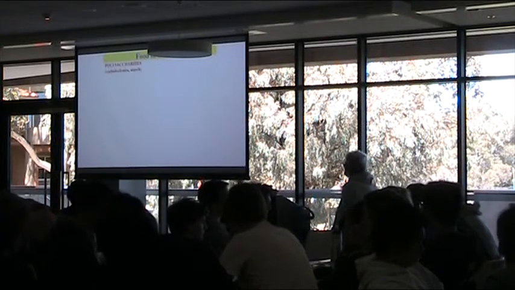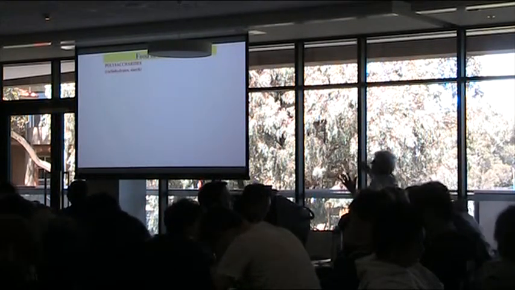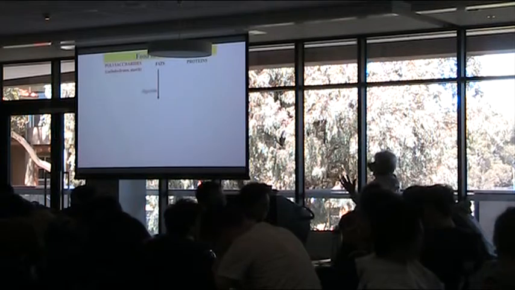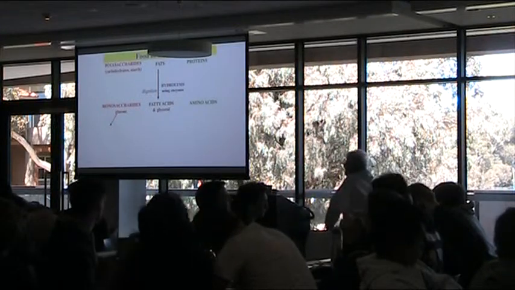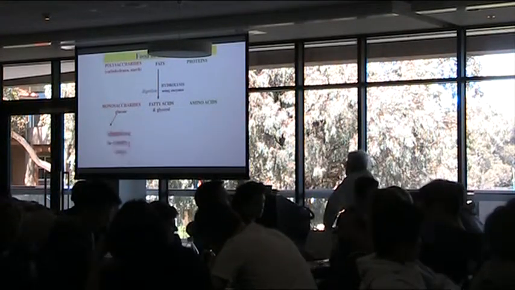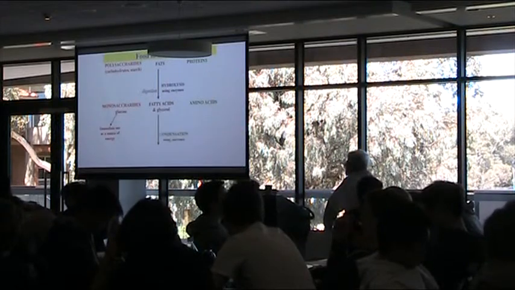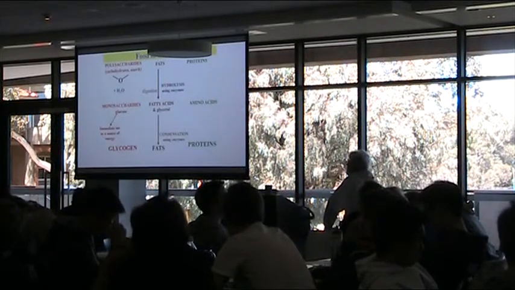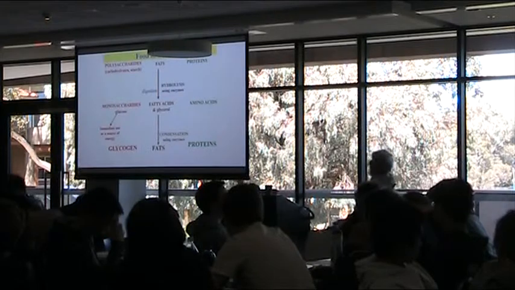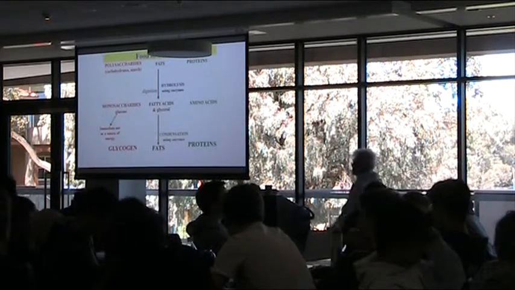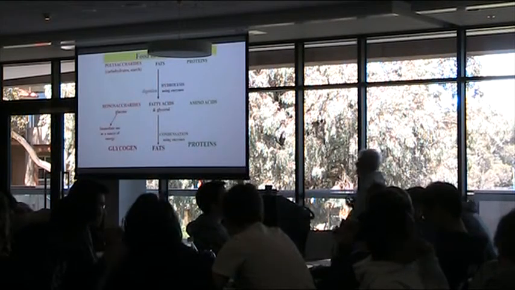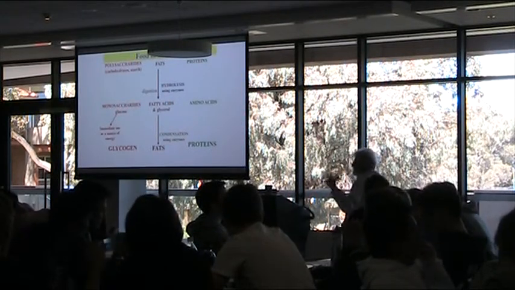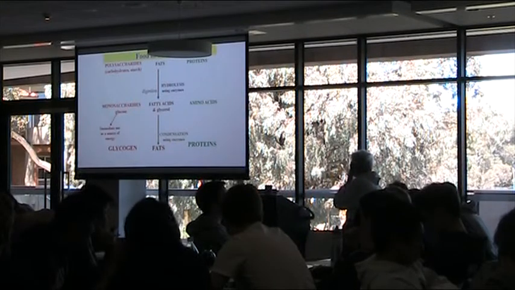Okay, food in the body. This is just a quick reminder. You eat, you hydrolyse and digest. You get monosaccharides, fatty acids, glycerol, amino acids. You use some of the glucose immediately, the rest you convert into glycogen. You convert fatty acids and glycerol back to fats, amino acids to proteins. Of course, essential amino acids are the ones you must have in your diet. The non-essential amino acids you can actually produce.